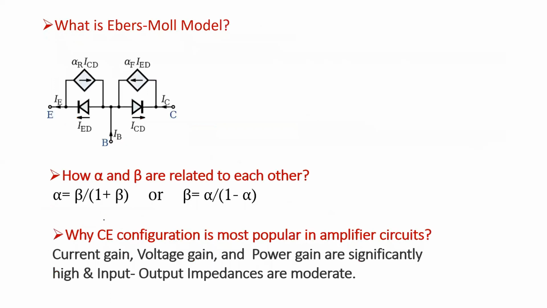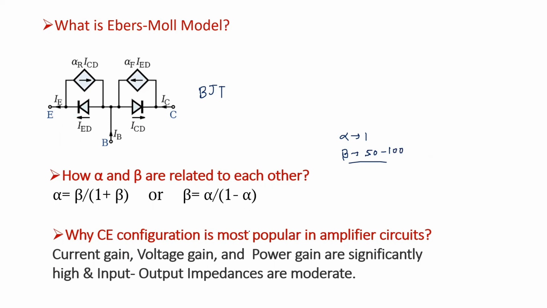But if we make some correction here and two dependent current sources are used, then this particular model is called the Ebers-Moll model. These two diodes can be used as a BJT model when two dependent current sources are also used. So this is the relation between alpha and beta. Alpha is around 1, we know, and beta is a large value, usually 50 to 100. This is your beta. So this is the basic relation.